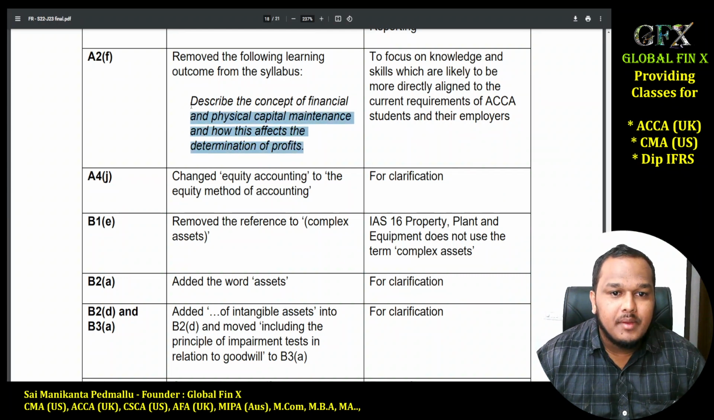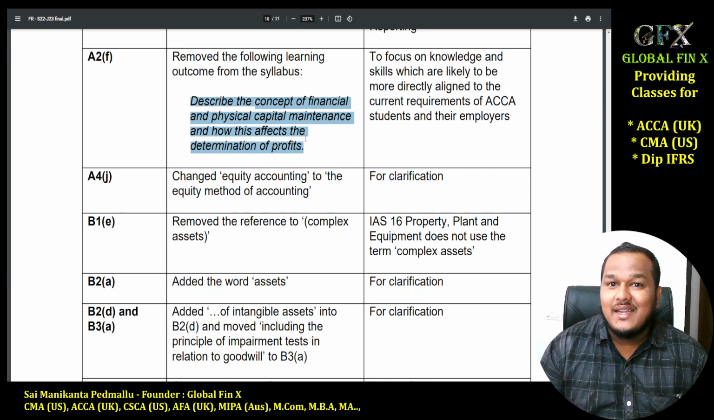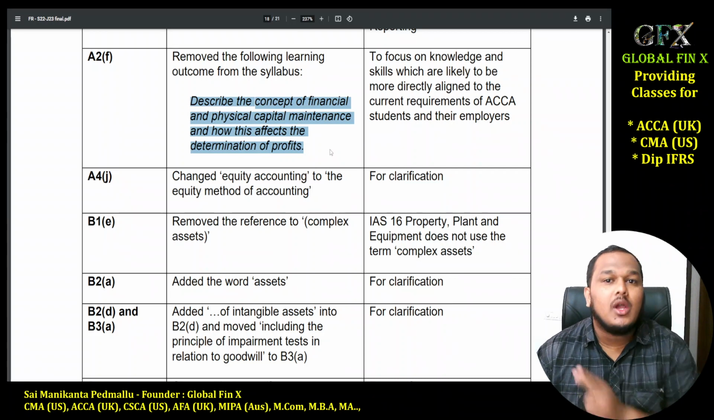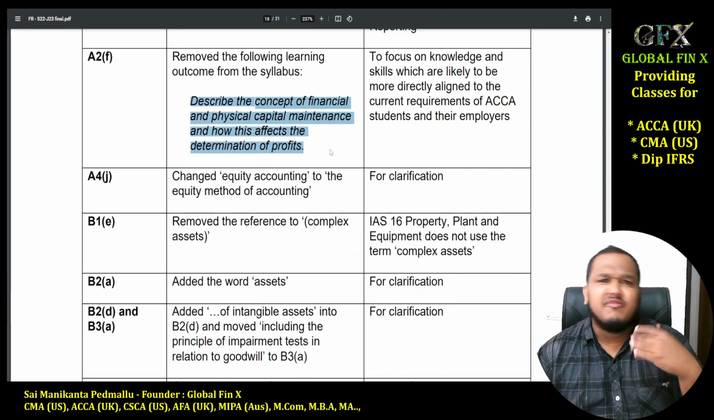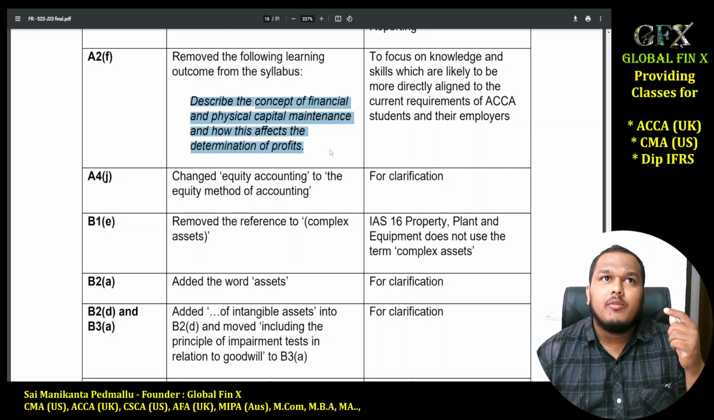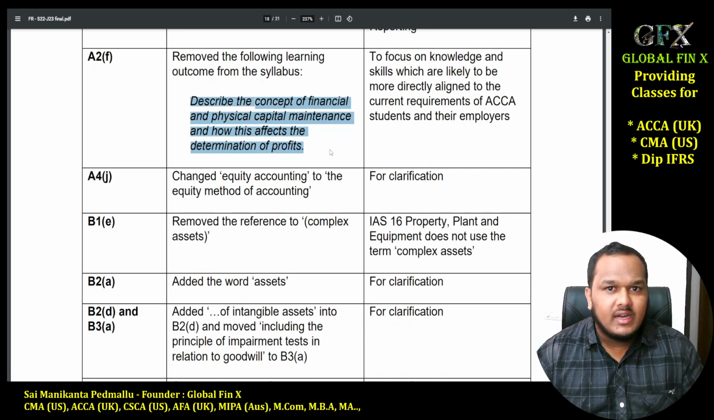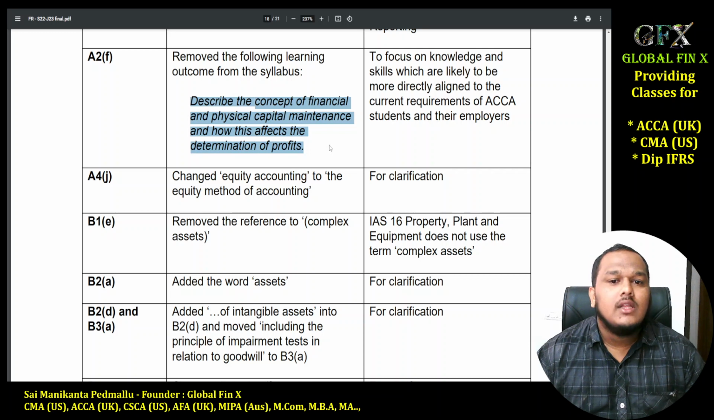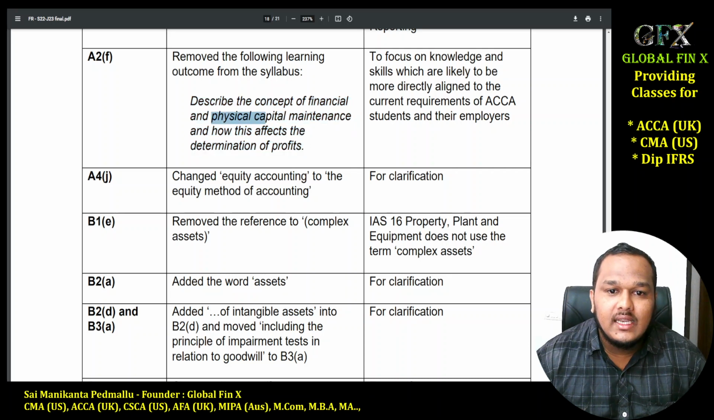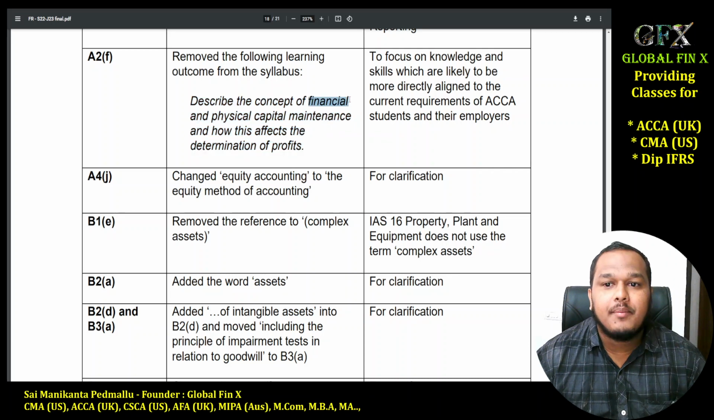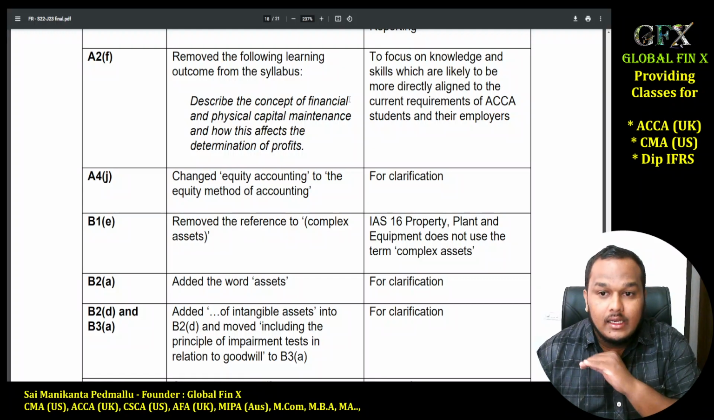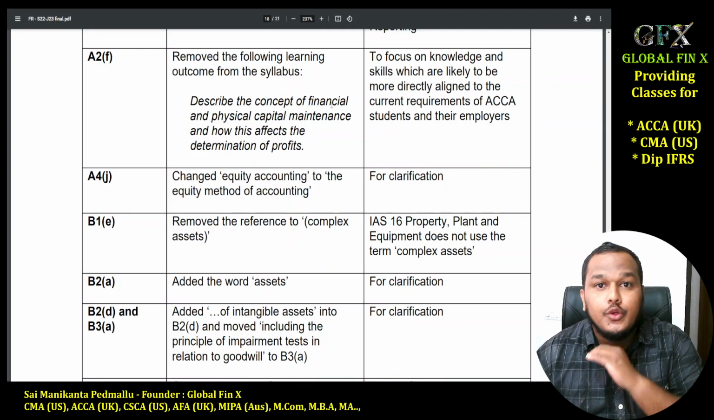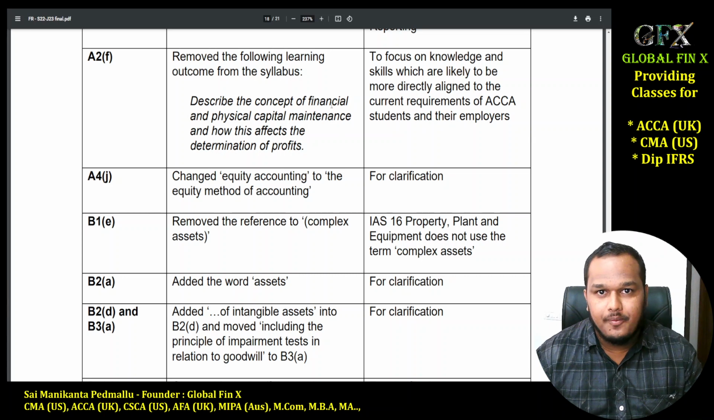So if you guys remember, financial capital maintenance and physical capital maintenance, two topics which are covered, if my memory is serving me right, in topic number 4, video number 4 in our FR syllabus, in our FR lectures. So these topics of physical capital maintenance and financial capital maintenance are completely removed from your syllabus. You do not need to learn that stuff, right?